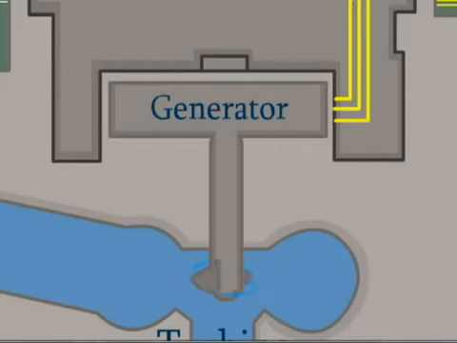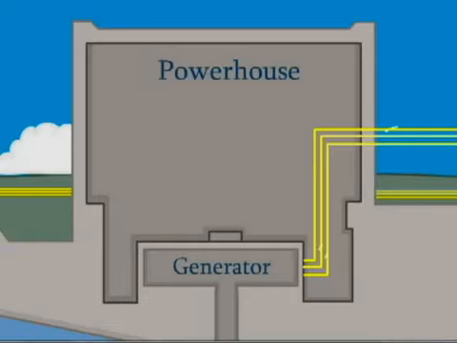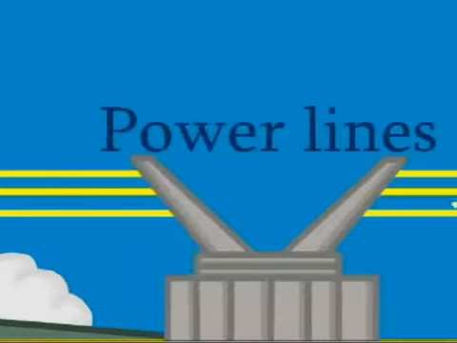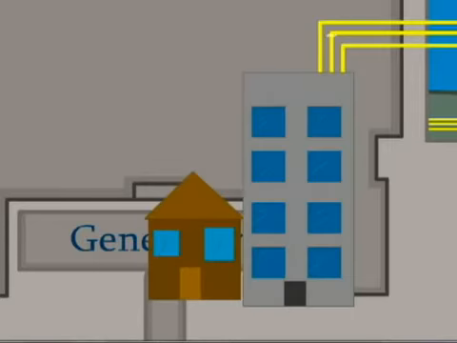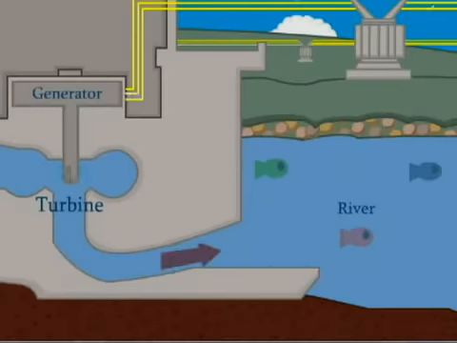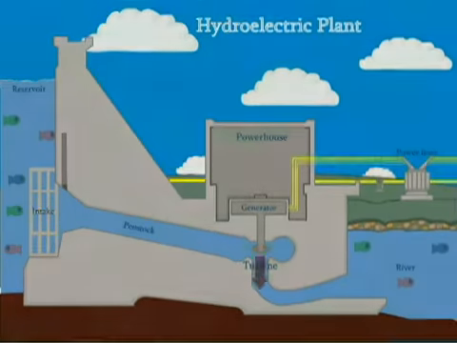Now the generator is located in a powerhouse, which houses a bunch of other generators. Power lines are connected directly to the generator to give direct feeds to homes and businesses. After the water leaves the turbine, it'll flow back into the river. This is known as a renewable source.